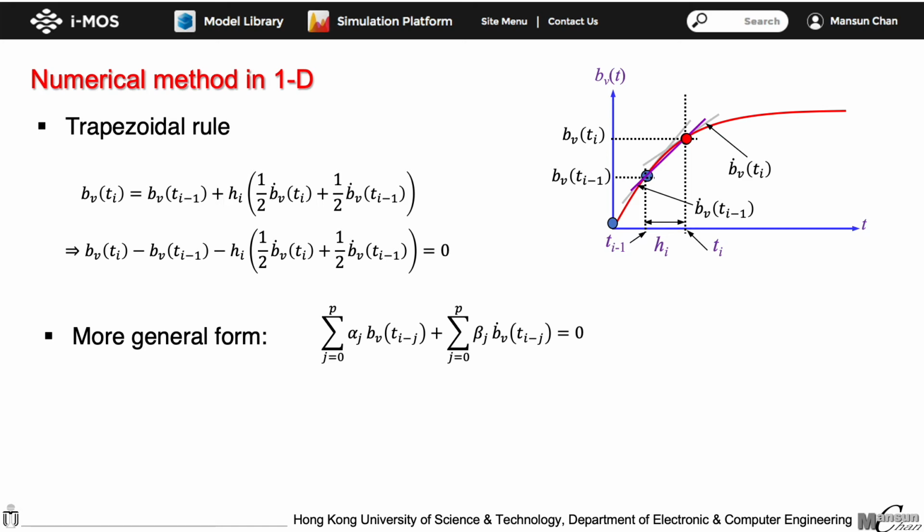But a higher value of P can be used to improve the stability in the simulation, which will be discussed in another video.